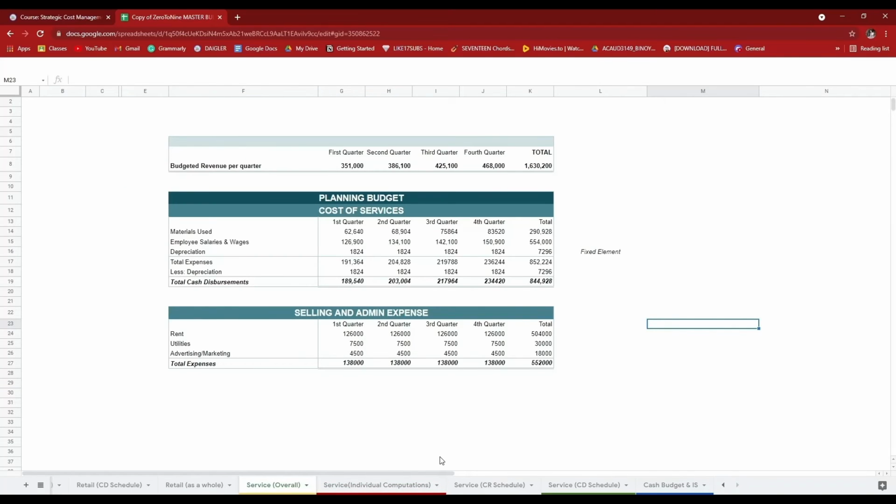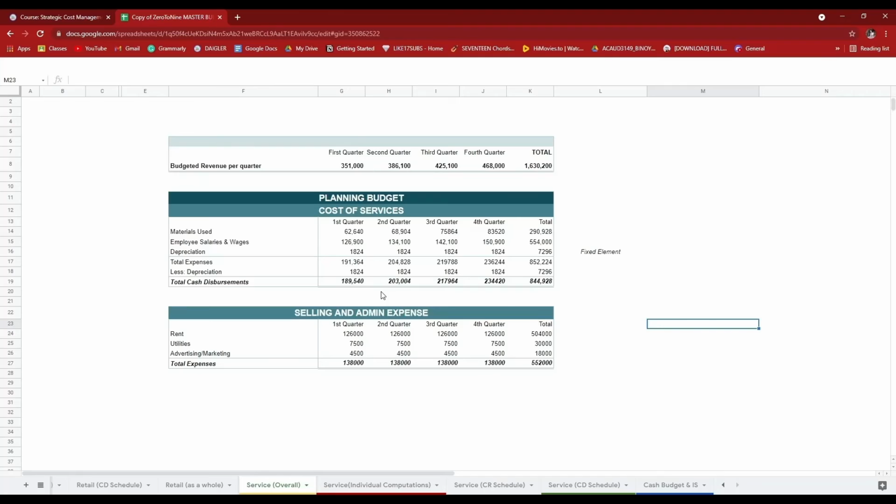The business used a planning budget wherein fixed and variable expenses of the whole services are separated. So for the first quarter, the materials used is 62,640 plus the employee salaries and wages of 126,900, and for the depreciation, 1,824. The total expenses for the first quarter is 191,364. Now we will subtract the depreciation of 1,824 to get the total cash disbursements for the first quarter.